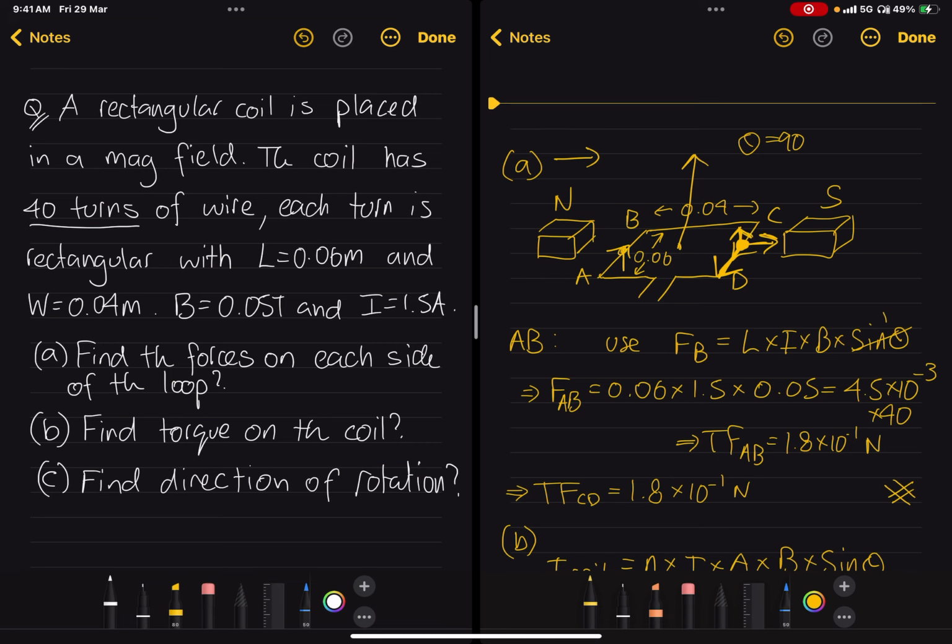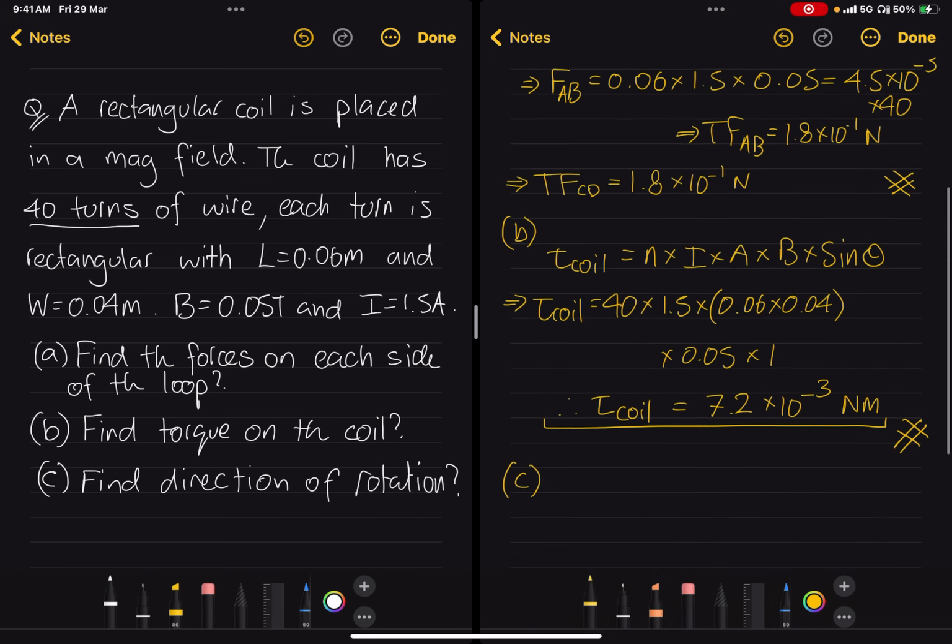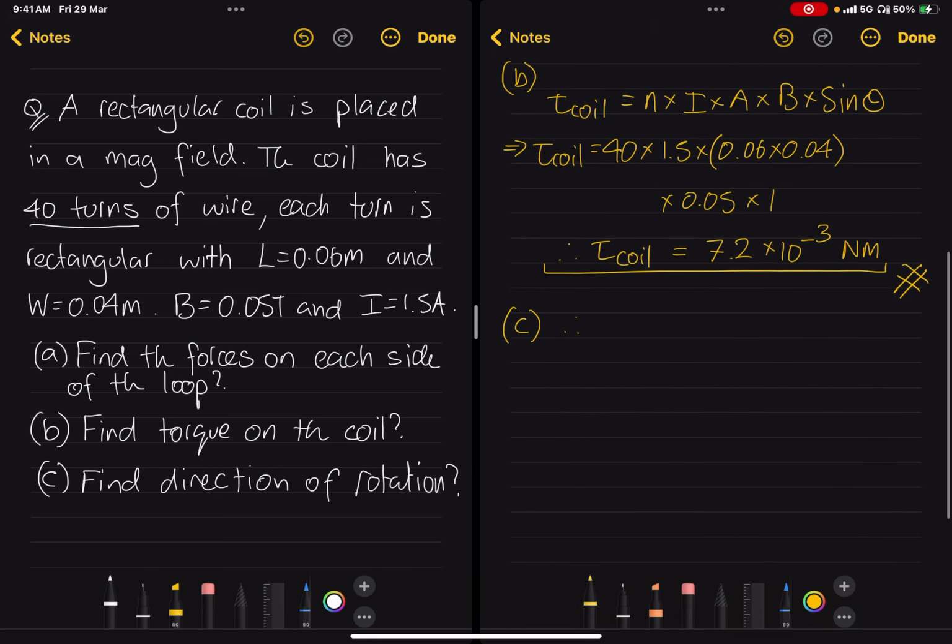This implies the force must be going down on the other side. So if our viewing eye is here, looking at this, and this is our axis of rotation, this is going to spin counterclockwise. So therefore, the rotation will be counterclockwise. And this is how we do this question.